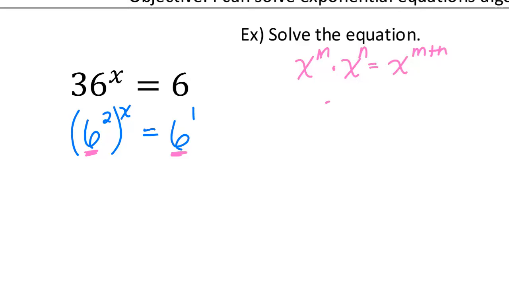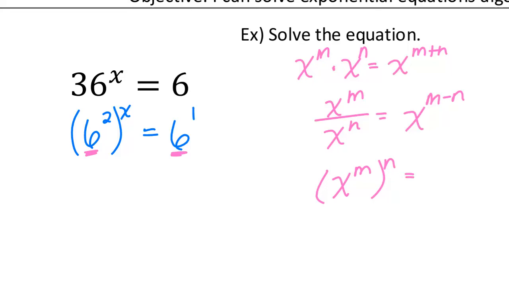And then my division, if it was x to the m divided by x to the n, what's my rule? Subtract, m minus n. And if I had x to the m raised to the nth power, do you guys remember what to do? Multiply. This is supposed to be m times n. And so because in this case this is a power to a power, this means I multiply those two together. So it's just going to be 2x. And then that's going to equal 1 because my bases are the same. So then this is going to be 2x is equal to 1.